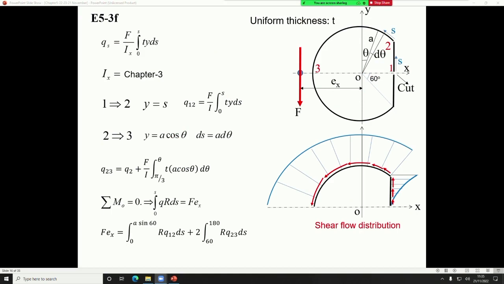I did it for you last night. Any questions related to this example? So I repeat, everything is correct, except these two must be sine of theta.